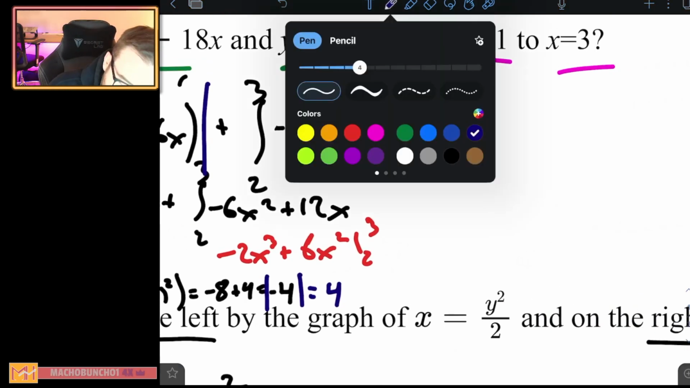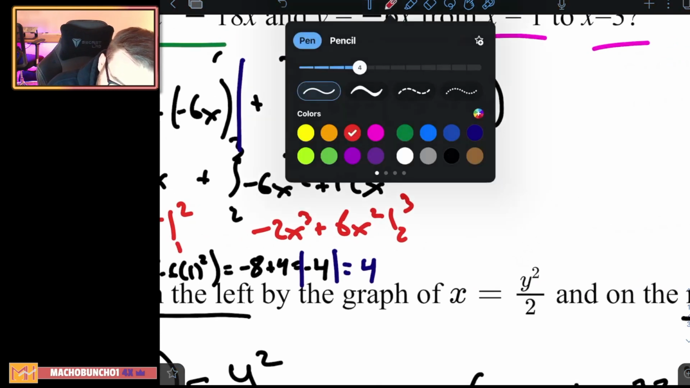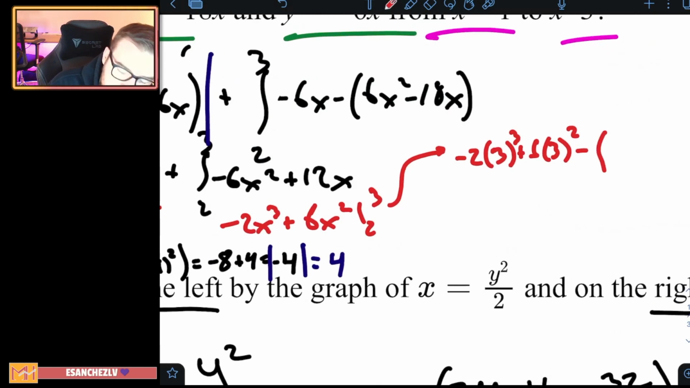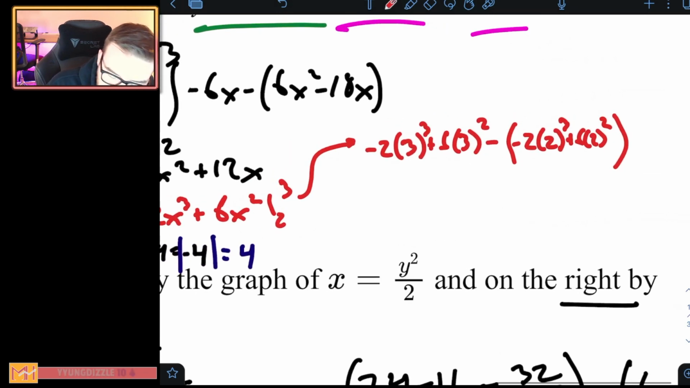And then when we do this math, it is going to be negative 2 times the 3 cubed plus 6 times 3 squared, minus, and then plug in the 2, negative 2 times 2 cubed plus 6 times 2 squared. Just plugging in the 3, plugging in the 2. All right, let's see what happens here.